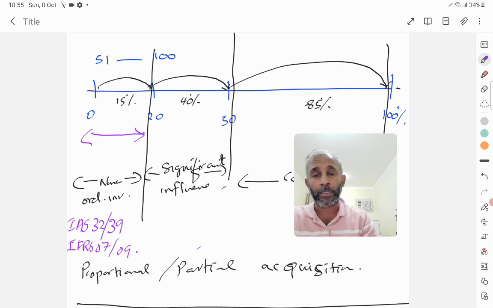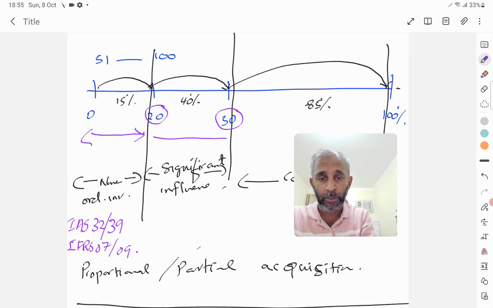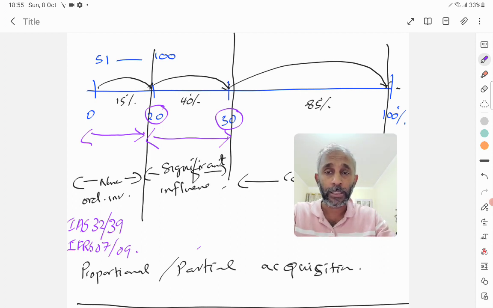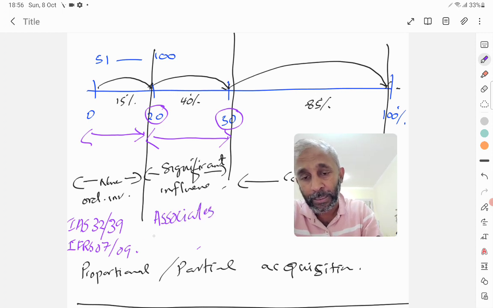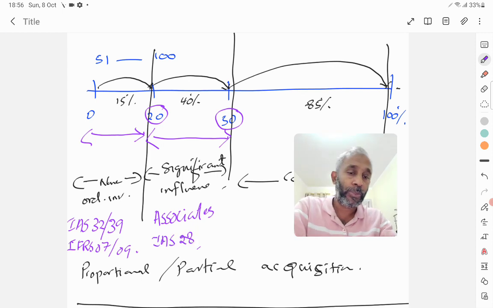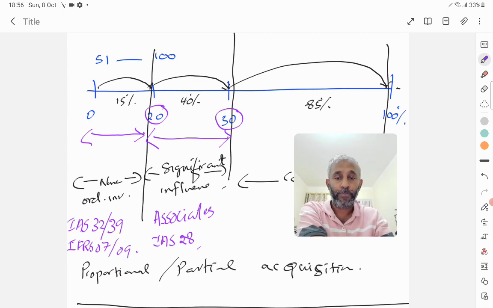When the investment exceeds the threshold, between 20 and 50% during this region, the parent acquires significant influence over its investee company. We then refer to that as an associate, and we account using IAS 28, Investments in Associates and Joint Ventures.